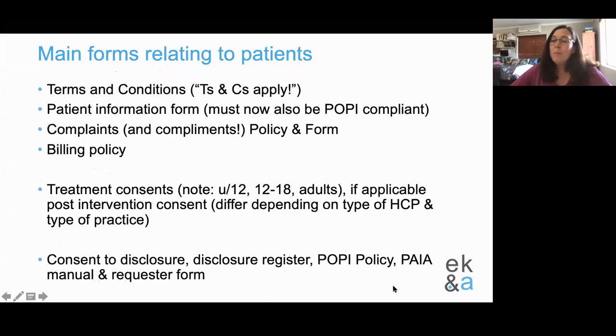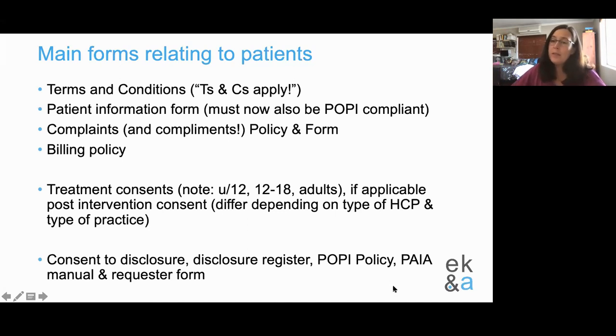So for me, the most important forms that any practice should have is firstly your terms and conditions. So that's the small print that often is on a lot of files that you buy from stationery places, or that some people do themselves, or that their accountants or their billing companies provide them.